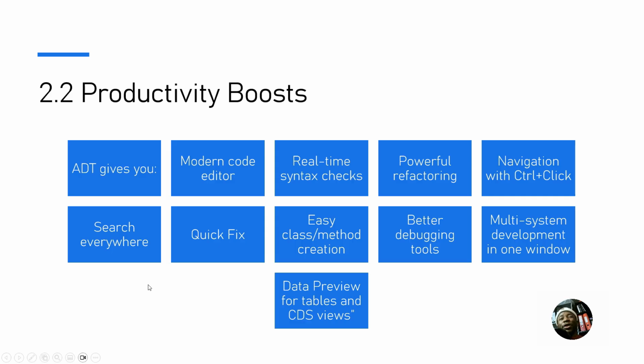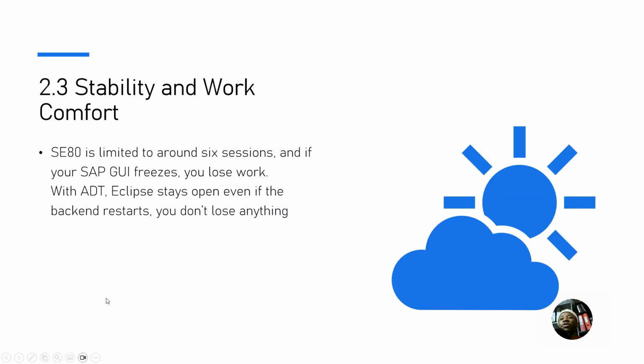Now, another reason why you should switch to ADT is because of stability and work comfort. If you are using the SAP GUI, you are only limited to around 6 sessions. And also, if something happens and your SAP GUI freezes, there's a probability that you're going to lose your work. And Eclipse stays open with ADT, so even if something happens, you will not lose anything. So stability and comfort is another reason why you should switch to Eclipse and ADT if you have not done so.